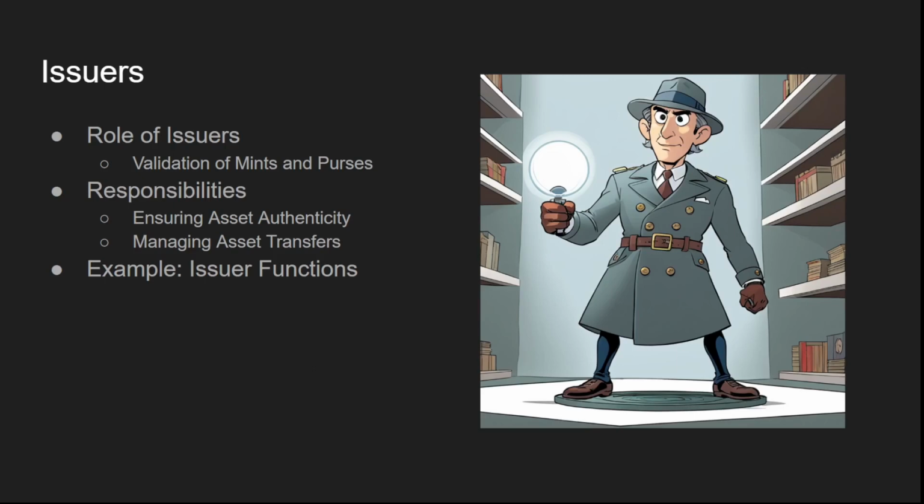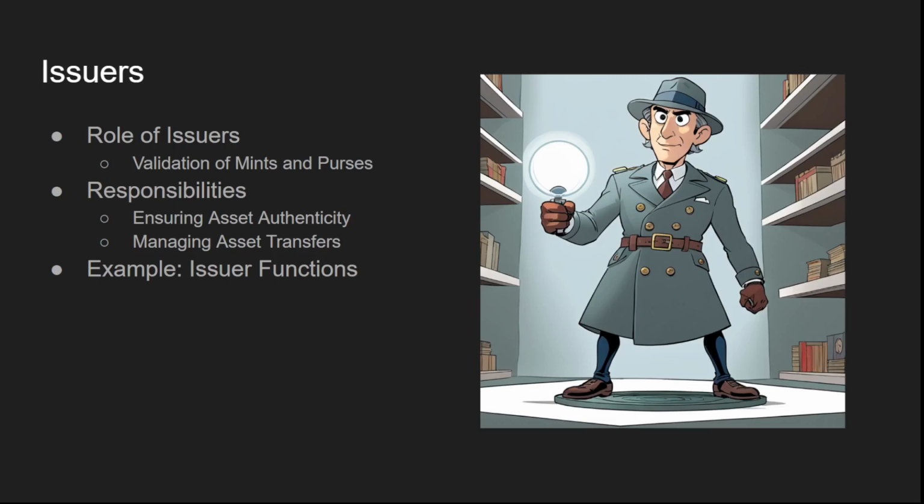To illustrate the role of issuers, let's consider an example of how issuers function in a transaction. Suppose that Alice wants to send 50 USD coins to Bob. Alice creates a payment of 50 USD coins from her purse. The issuer verifies that the payment is valid and that Alice's purse has sufficient balance to cover the payment. Once the issuer validates the payment, it authorizes the transfer.